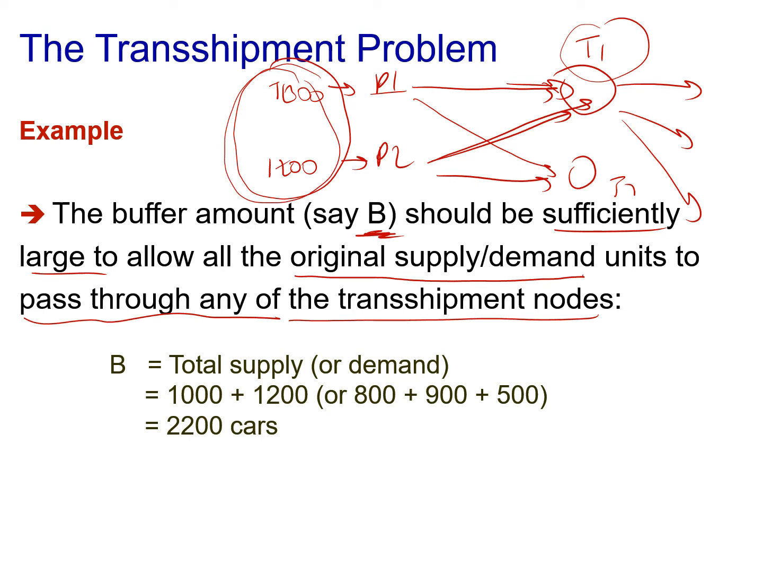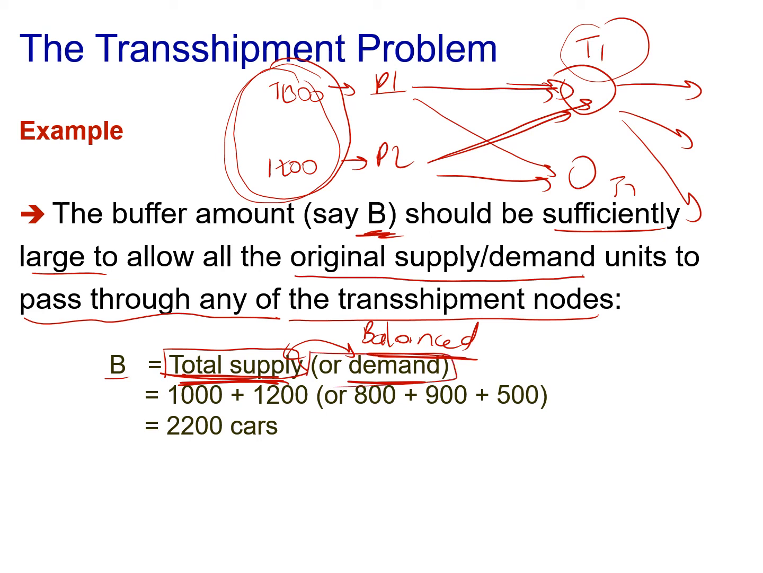Then what do we write as the buffer amount? It will be the amount of total supply. But since a transportation problem should be balanced, total supply is equal to total demand. So the buffer amount is equal to either this total supply or this total demand.